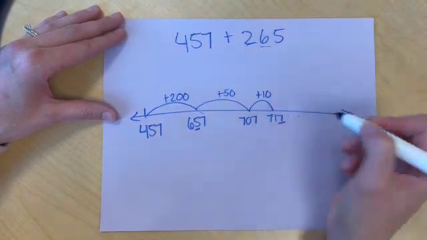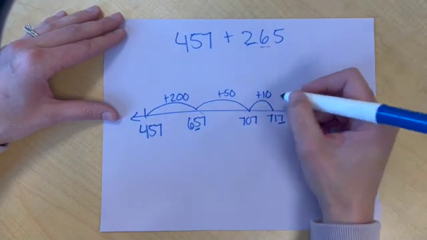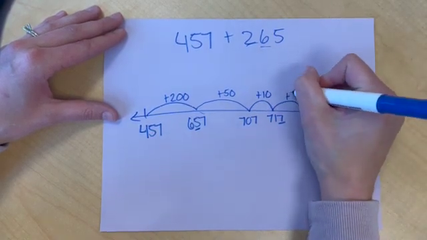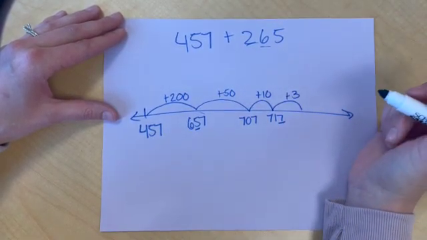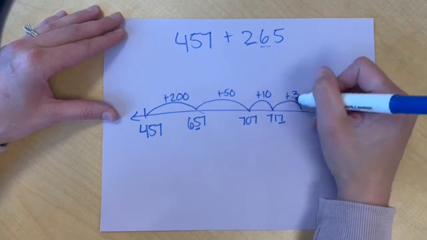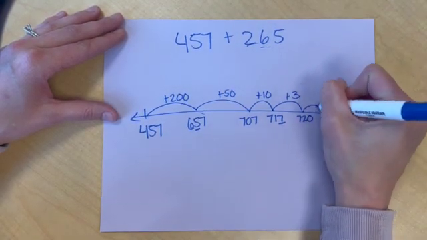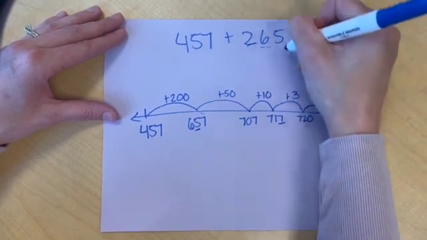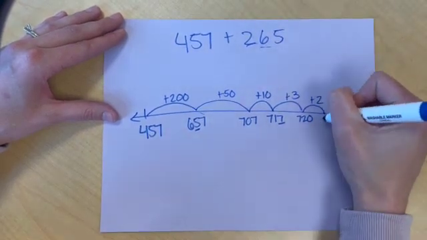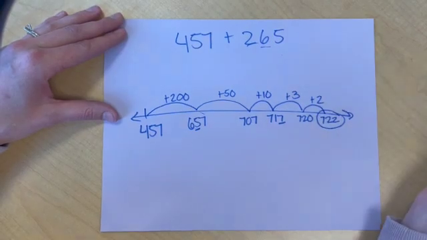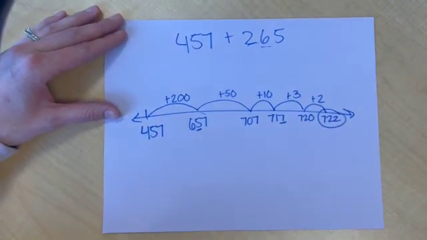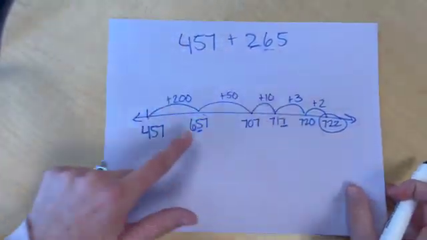But once again, I notice, oh, there's 7. I know that 7 and 3 are best friends. That's what we call that when it makes 10. They're best friends with each other. So I can get to 720. And then all I have to do is add 2 more to get to that 5. 722. So there's the number line strategy.